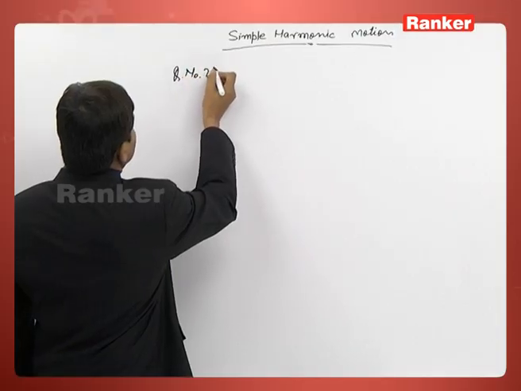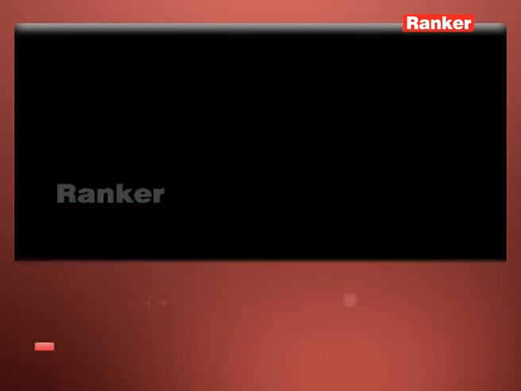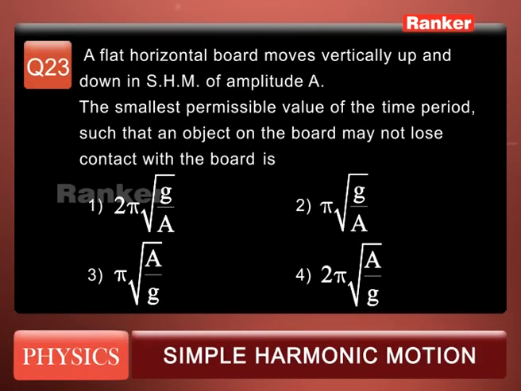Question number 23. The question is this: a flat horizontal board moves vertically up and down in SHM of amplitude A. The smallest permissible value of the time period such that an object on the board may not lose contact with the board is: the first option is 2 pi root over G by A, second option 2 pi root over A by G, third is pi root over A by G, and fourth is 2 pi root over A by G.